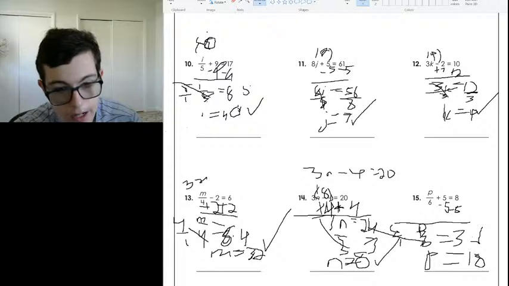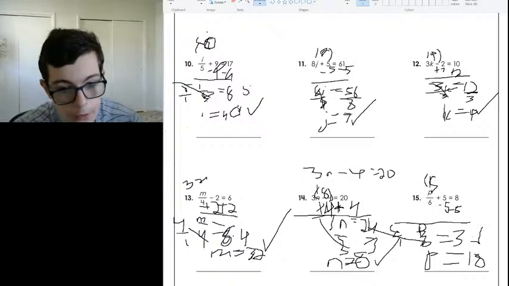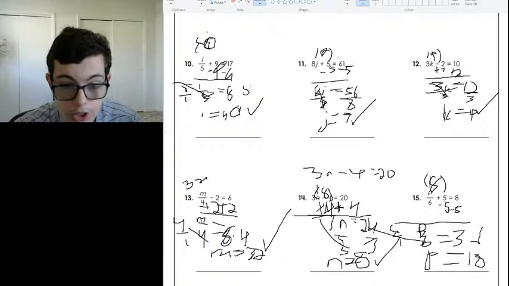Now for our final check. So we know that p is 18. We'll substitute p for 18 here in our original equation. To get 18 over 6, which is 3, and 3 plus 5 does in fact equal 8. So our equation rings true and p equals 18 here.